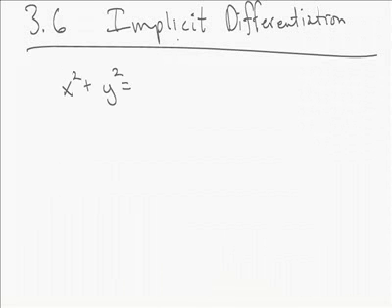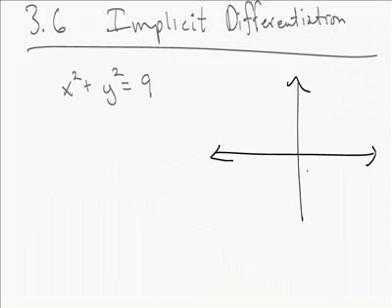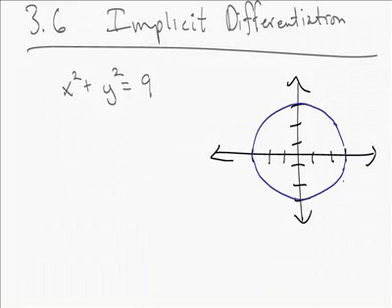Let's say we have a circle x squared plus y squared equals 9. Now everybody recognizes this, I hope, as a circle of radius 3 that is centered at the origin. And it looks something like this. Now suppose that we're interested in finding, again, the slope of a line tangent to a point at a particular spot on the curve. Maybe at some point right here.